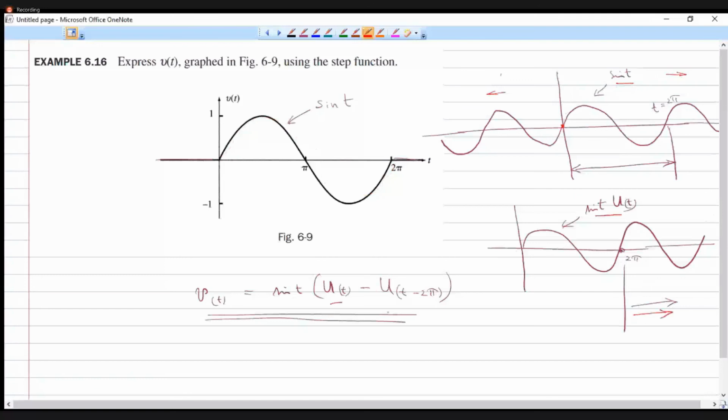But we need only one cycle, so we have to eliminate this region also. So what we have to do is delay the unit step function by an amount equal to 2 pi, and then subtract it from the function. You can represent this graph using this function: sine t into u of t minus u of t minus 2 pi. Why 2 pi? Because you can see that after t equal to 2 pi, we don't want the graph to continue.